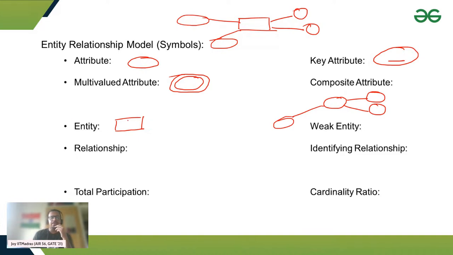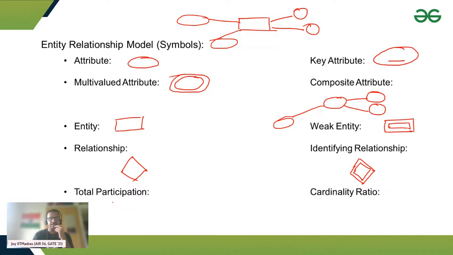Then we represented the entity. The weak entity is a double rectangle. Then relationship: for a normal relationship, it is a rhombus. For the identifying relationship, which is for the weak entity that we have seen, there are two rhombuses. One to one.